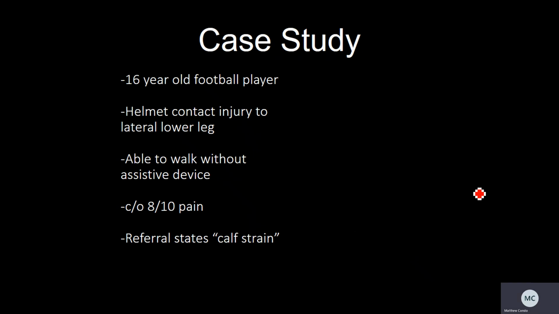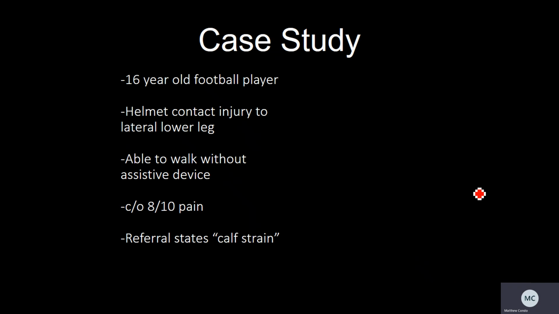So this is a case that happened to me a while back. Here we go, we've got a 16-year-old football player. He has a helmet contact injury to the lateral lower leg. He walks into my clinic with no assistive device, gait looks good, no big deal. 8 out of 10 pain, and the referral said a calf strain, right?